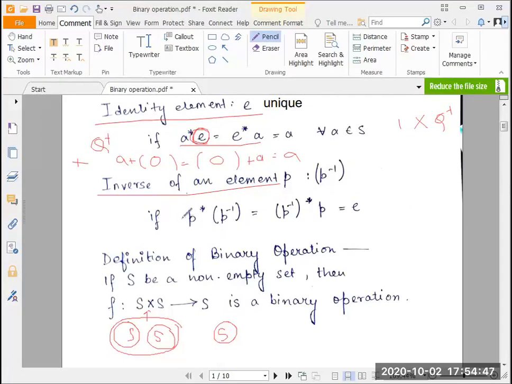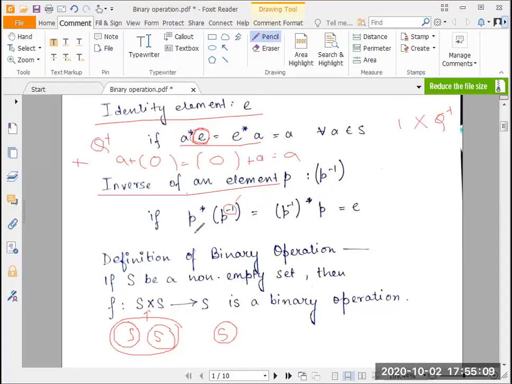But let's say P has an inverse called P inverse. Don't take this as 1 by P or anything as such. This is just a notation. You can call it any other symbol you want, I don't know, P dashed. I've just taken it as P inverse because that's what we call the inverse, right?